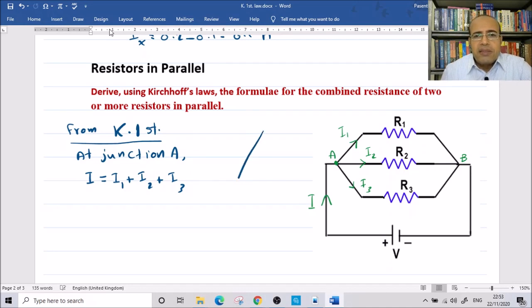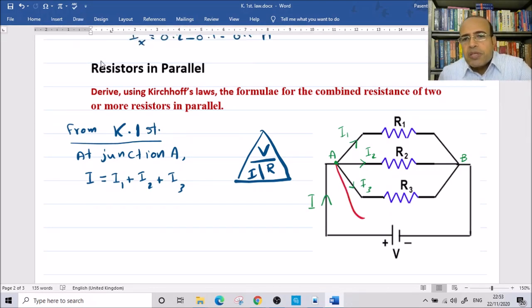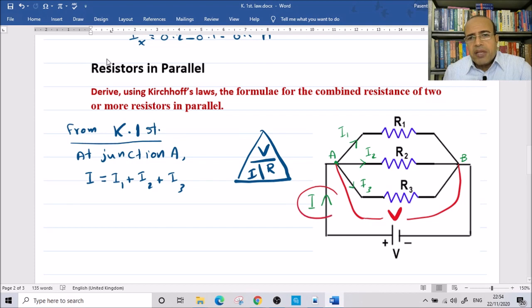So the relation is that V equals I times R. Because the resistors are connected in parallel, the potential difference between the points A and B is the same. So it is the same voltage of the battery, because they are in parallel connection. So what about I? I equals V over R. For I total, coming from the battery, it is V over R total.